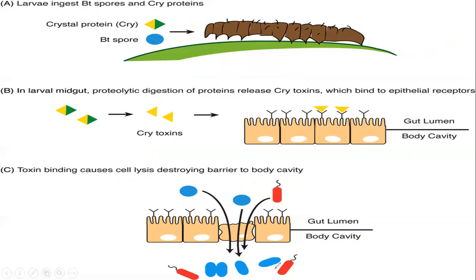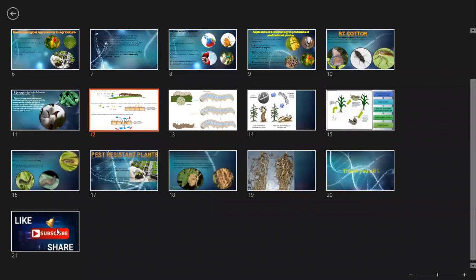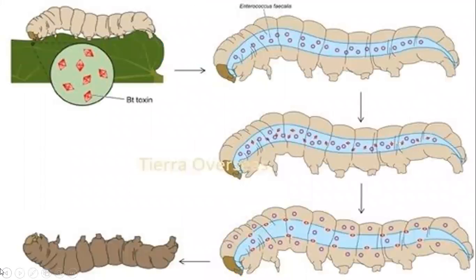If you want, please take a screenshot of this slide, because a diagrammatic representation will definitely be a good idea in order to make you understand the topic. Clear? I have some other diagrams also. Yes, look. So this is a BT toxin and these are present in the leaf. So when this caterpillar or larva feeds, this cry protein will enter into their body.